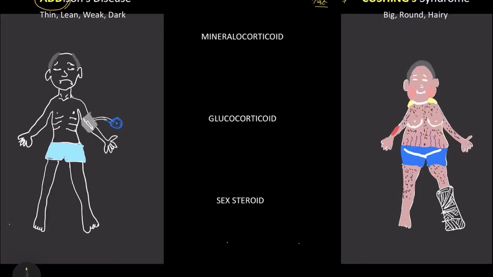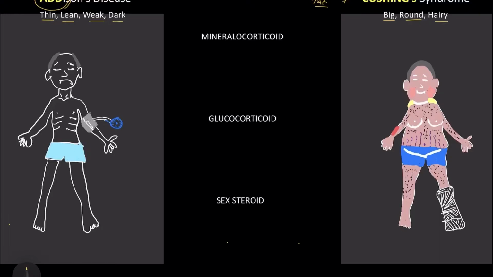Now coming to the overall picture of the patient of Addison's disease and Cushing syndrome. In Addison's disease, generally the patient will look thin, lean, weak and dark, whereas in Cushing's disease, the patient will look big, round and hairy. In both of these diseases, the clinical symptoms occur due to the dysfunction of the different hormones secreted from the adrenal cortex, namely the mineralocorticoid, glucocorticoid and the sex steroid. Most of the clinical features develop due to the abnormal secretion of the glucocorticoid or cortisol, either excess secretion or depressed secretion.